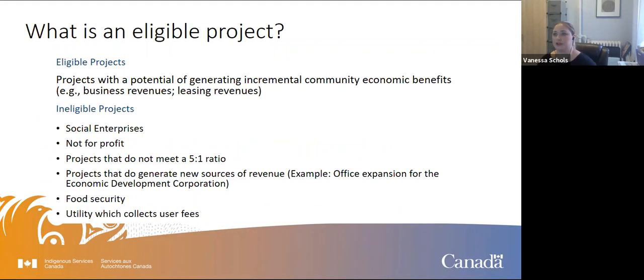So what is an eligible project? So an eligible project must demonstrate that it has a potential of generating long-term incremental community economic benefits. Again, this is business revenues, leasing revenues, employment. Some examples of ineligible projects are typically social enterprises, not-for-profits, projects that do not meet a 5-to-1 ratio. So that 5-to-1 ratio is really assessing what are the total project costs, what are the total economic benefits, and if the project costs are much higher than the benefits, it may not meet that 5-to-1 ratio.